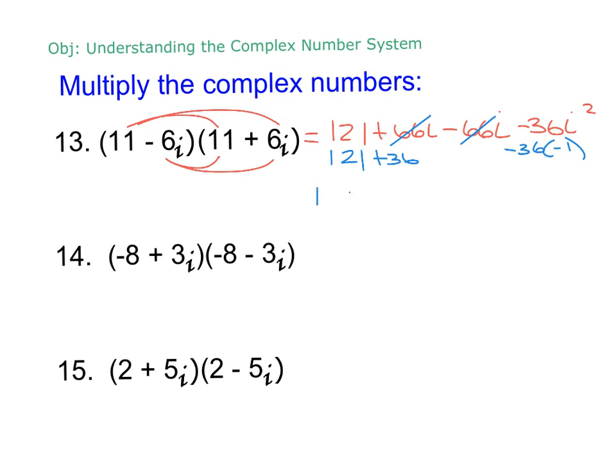So we get 157. So we multiplied two imaginary numbers, or complex numbers, and we got an integer. So notice that, that's important. And that's going to be the case in all of these, right?